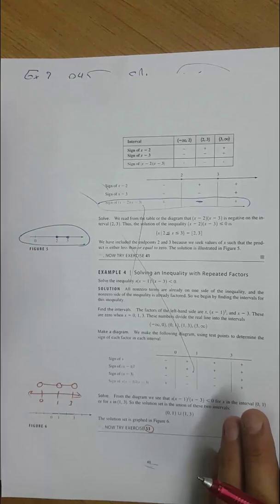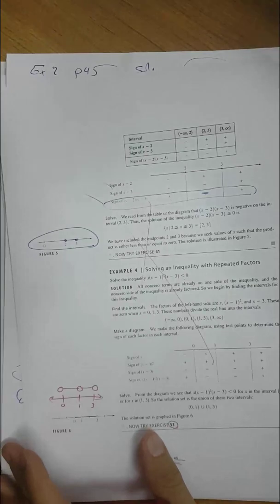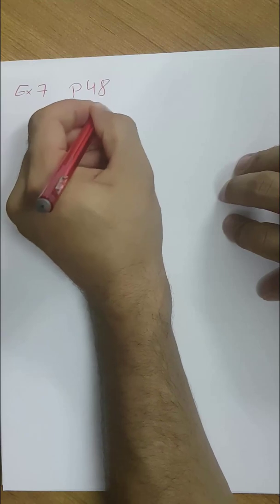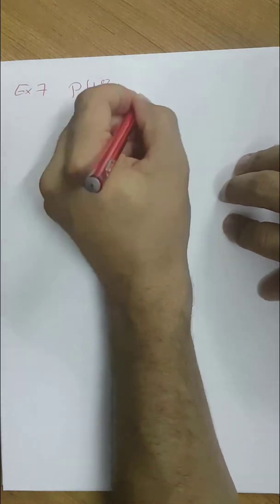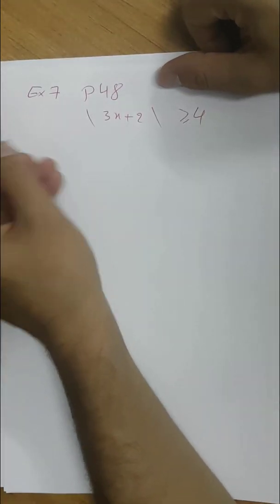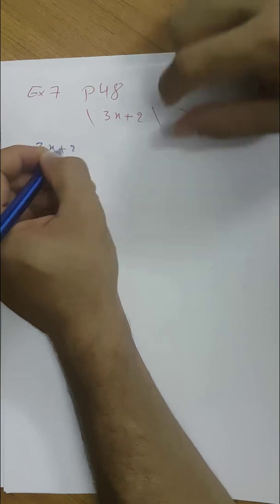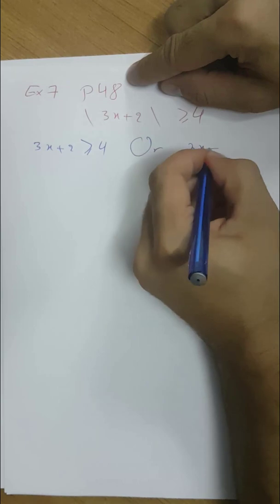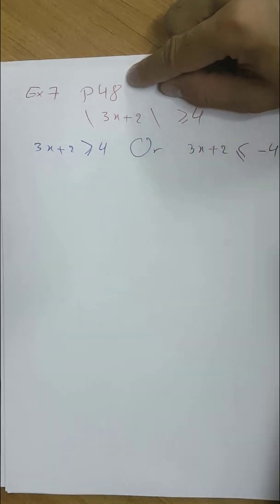Now I'm going to solve this example for you. I think it's easy. You can control them because you saw this more here together. Example number 7 in page 48. Solve this inequality: 3x plus 2 greater than or equal to 4. Now I'm going to apply the third and fourth rule together. So I say 3x plus 2, because the greater, I say greater than or equal to 4. Or do not forget, 3x plus 2 less than minus 4.